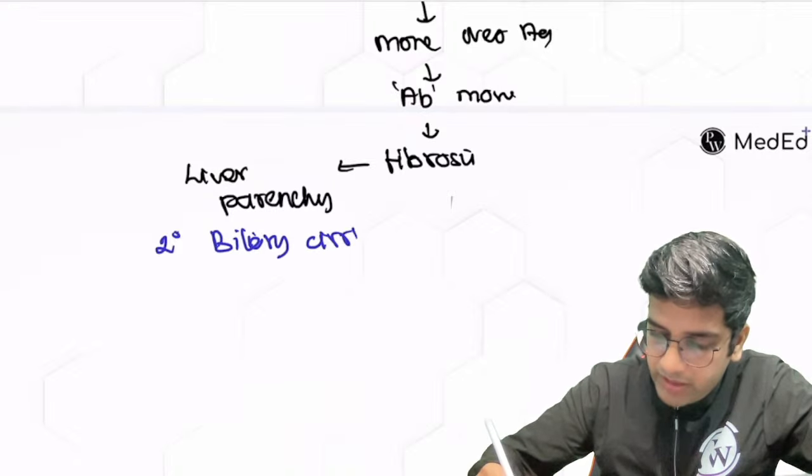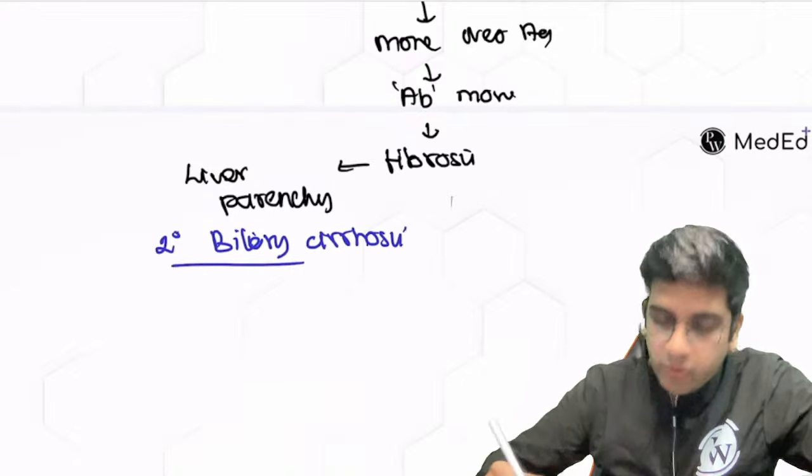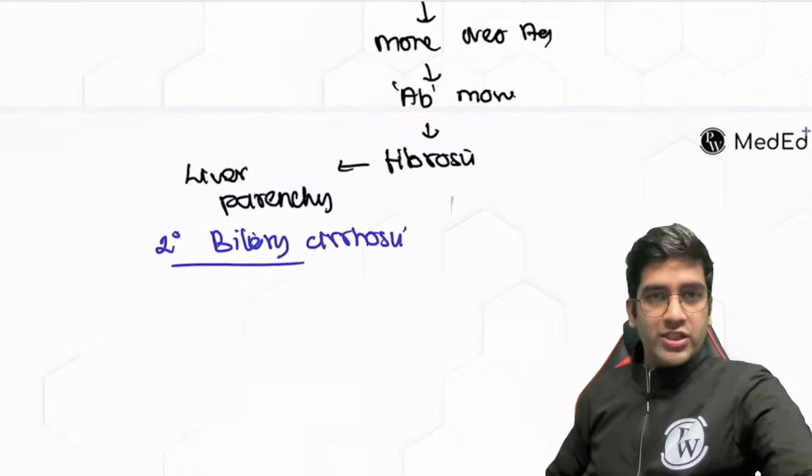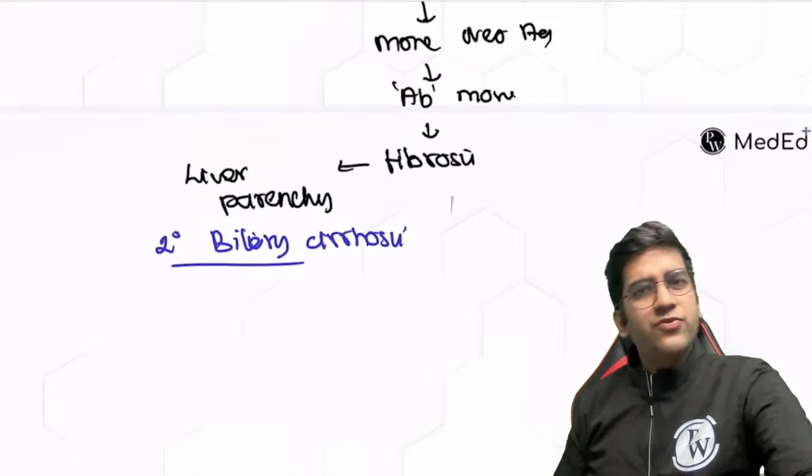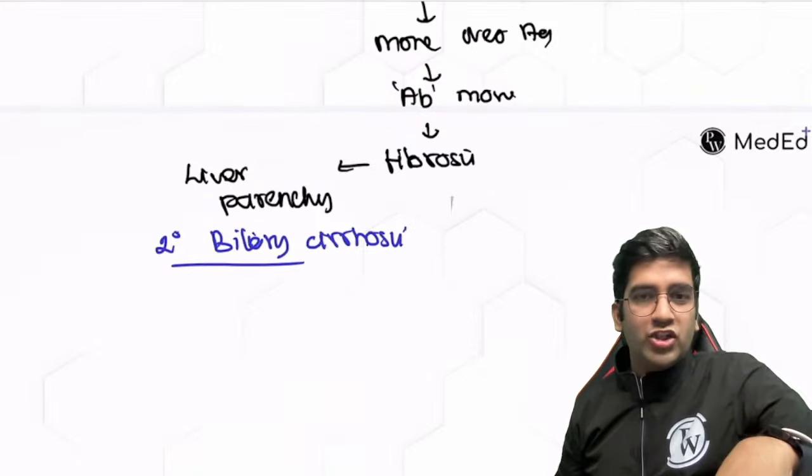Going to be a secondary biliary cirrhosis, fine. So this is what I'm going to see in microscopy, and I know the pathogenesis as well. It's a simple pathogenesis. Just a few more points to fill up the tabular column, right?